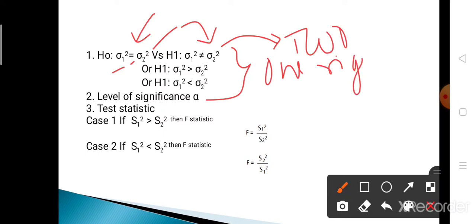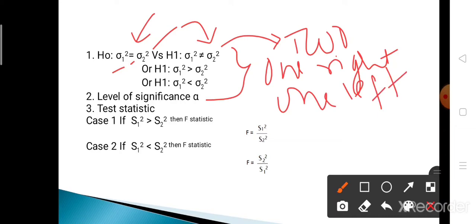The first step involved in the testing of hypothesis is to formulate the null and alternative hypothesis. So H0 is sigma 1 square equal to sigma 2 square. F-test is used to test the variability. Here sigma 1 square is the population variance for x variable and sigma 2 square is the population variance for y variable, and there is the equality condition, so it is called the null hypothesis. Then H1 is the alternative hypothesis, which is opposite to the null hypothesis. So there are three cases: not equal to, greater than and less than. Not equal to is called the two-sided test, greater than is called the one-sided right test, and less than is called the one-sided left test.